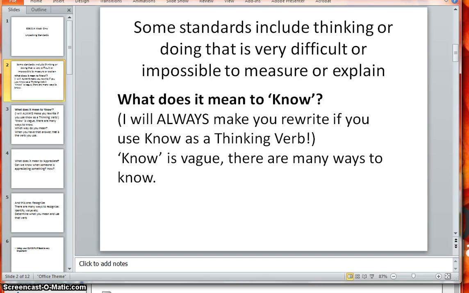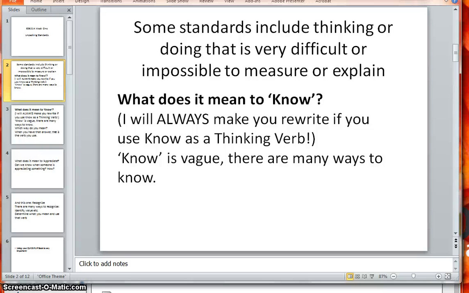When you find your standards for your content area and grade level, you're going to find them written as things that students can know or can do. So when you look at these standards, and this is where the flip book comes in real handy, make sure that you think about what they're asking the student to know or to do. Some standards include thinking or doing that is very difficult to measure or explain. What does it mean to know? Right? And how can we measure if a student knows something? These things are very, very difficult to extricate.